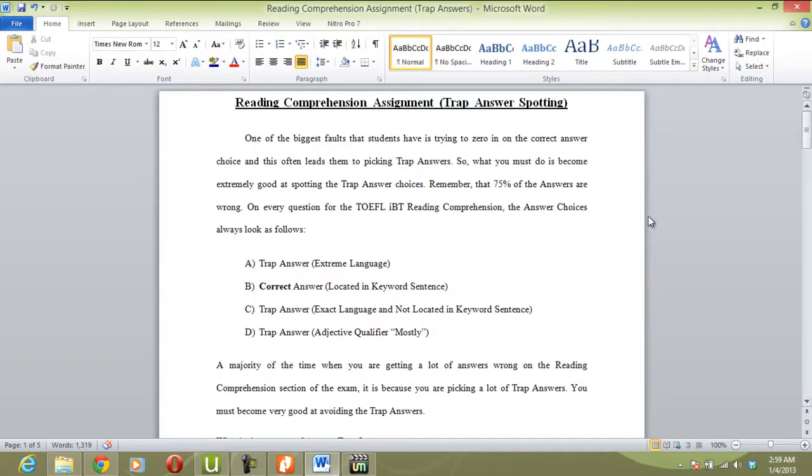Because remember, you have to have somewhat of a negative mindset. You can't be so focused on looking for the correct answer every single time, because when you do that, many times you'll ignore the traps that are there and pick those bad answer choices. So you must be good at spotting and recognizing trap answers. And if you do this assignment the way we want you to, you're going to get very good at spotting those trap answers.